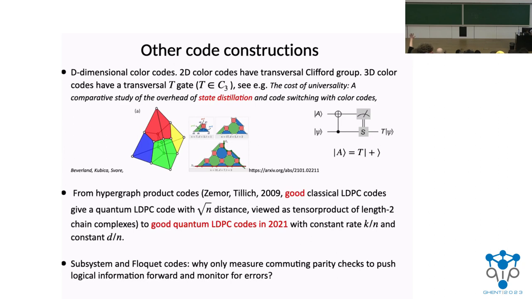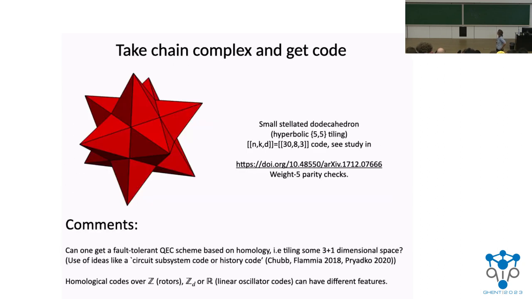Okay, thanks. Hi, Professor. My question is along the same line as others on homological codes over different algebraic structures. You said that it can have different features. Could you expand a little bit on that? Well, features, because this is very brief.